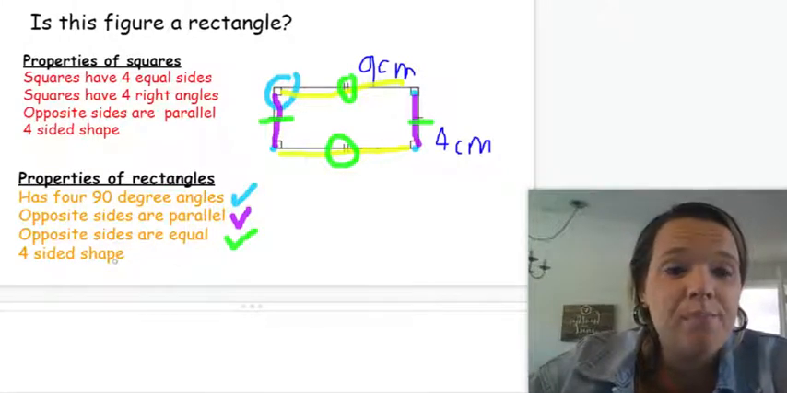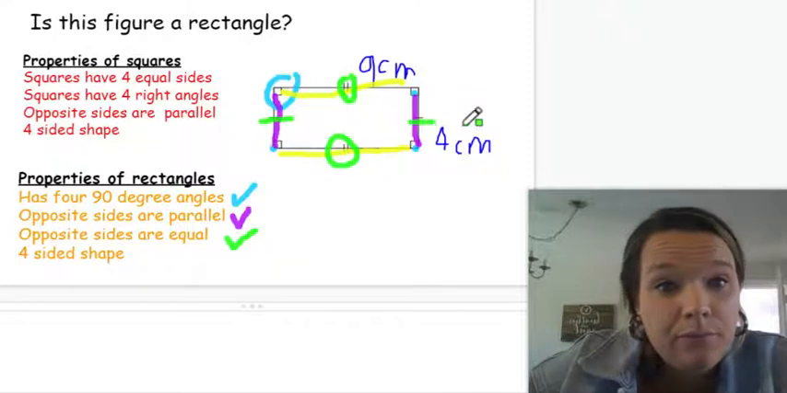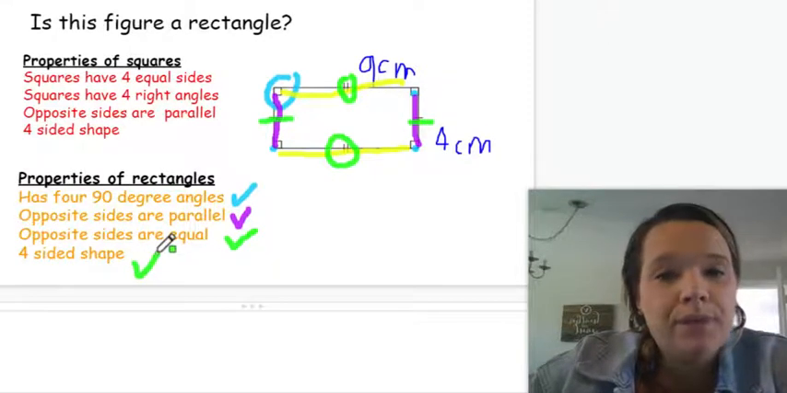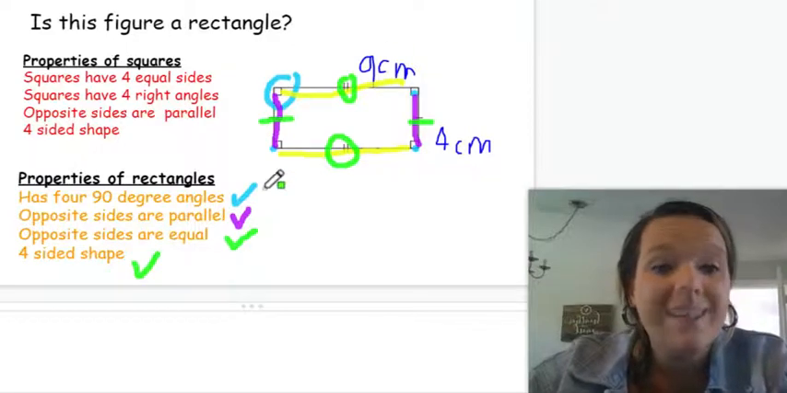And finally, the property of both a square and a rectangle that's important to remember is that it has 4 sides. Does this have 4 sides? 1, 2, 3, 4. Yeah. So it meets every property. So is this figure a rectangle? Yes, it is.